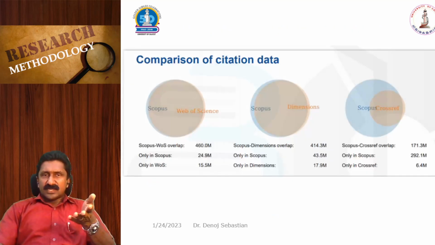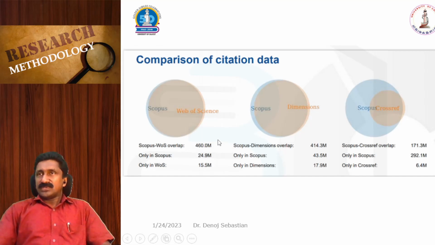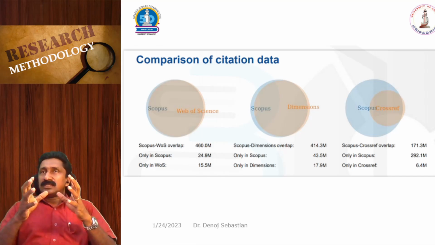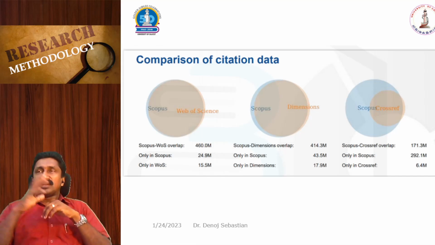So this is a comparison of the data, and I think this is one year old data. But still, what I want to demonstrate is that there is a significant overlap. For example, the Scopus and Web of Science data overlap, but there are also references only in Scopus and only in Web of Science. Some of the references were unique to the database. And here is another one, Scopus and Dimensions. Various databases will have significant overlap, but still some references will be limited to that particular database only.